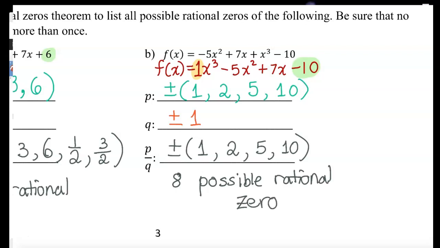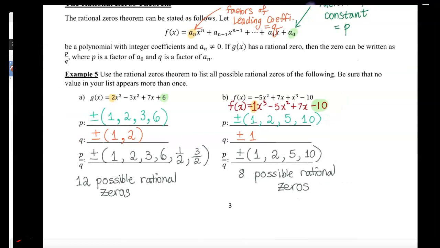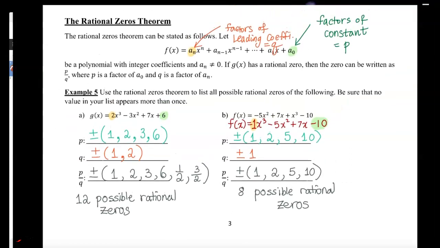So if I perform long division or synthetic division, we're hoping at least one of them gives us a remainder of 0. But this is how we come up with a possible list of zeros, and this process is called the rational zeros theorem.